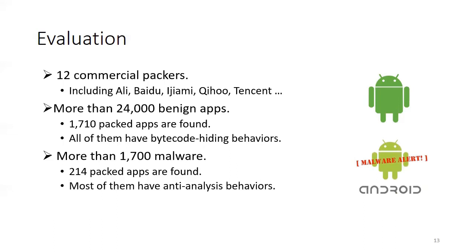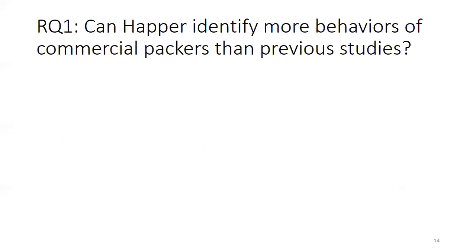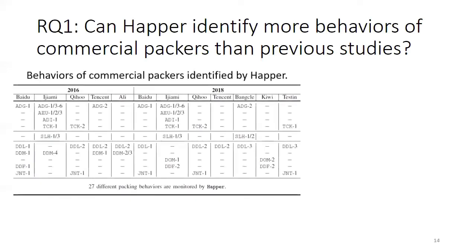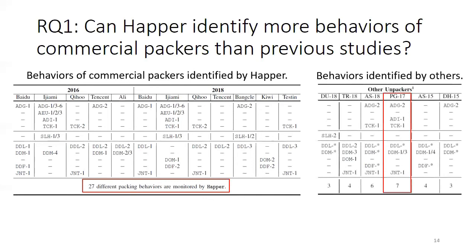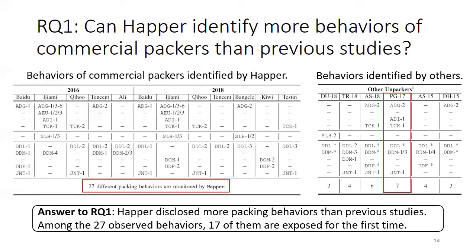detected 214 packed malware. We apply Happer to identify packing behaviors of commercial packers in order to answer the research question whether Happer can identify more packing behaviors of commercial packers than previous studies. The table shows the detailed packing behaviors of commercial packers identified by Happer. In total, Happer identified all the 27 packing behaviors in 10 categories from the 12 commercial packers, whereas other 6 state-of-the-art unpackers recognize only 7 packing behaviors and 6 categories at most. Therefore, Happer identifies more packing behaviors than the previous studies.